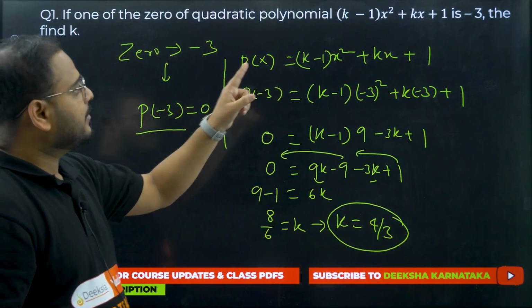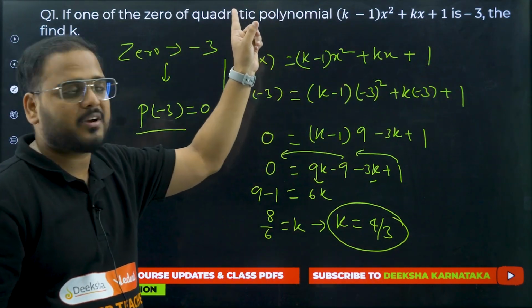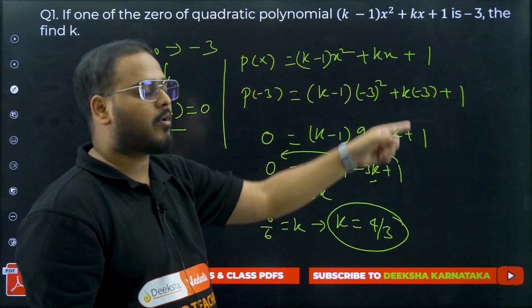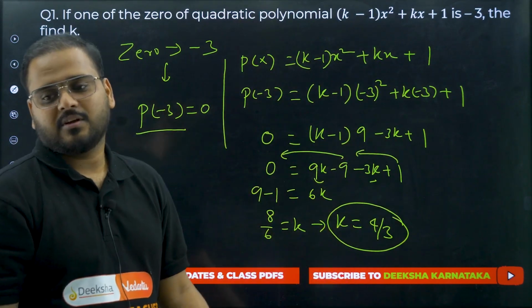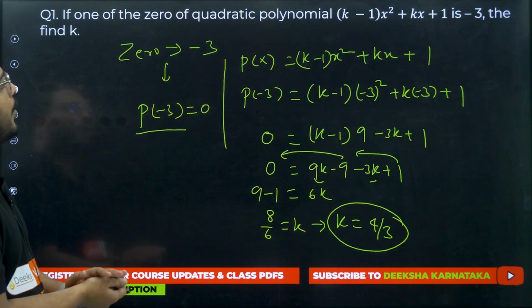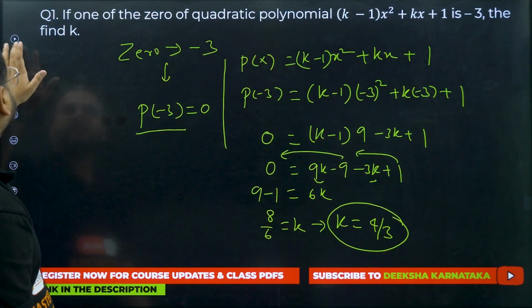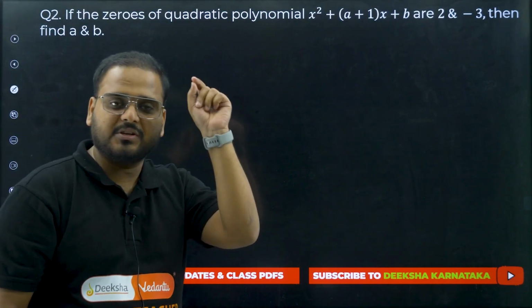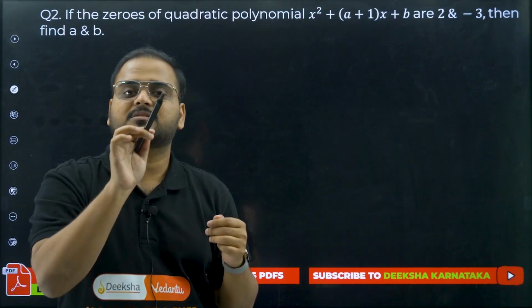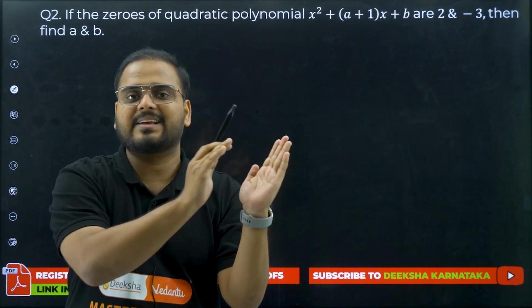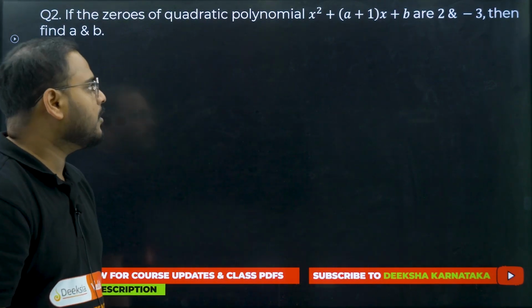It means for minus 3 to be a zero of the given polynomial, k has to be equal to 4 by 3. Okay, please have a look. I hope this is visible. All right, no doubt over here. If you have any doubt, write question number 1. Whatever you think, just write exactly in the comment section. I'll try to answer your query.